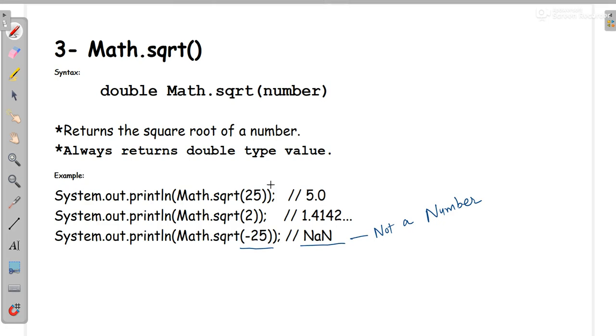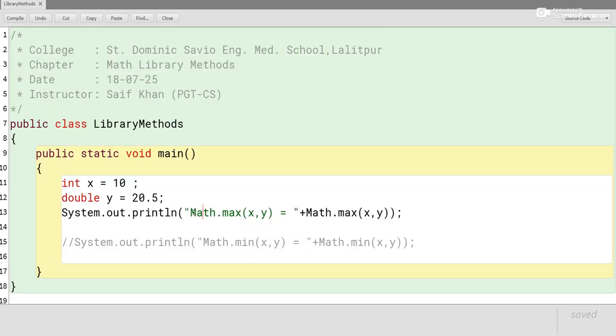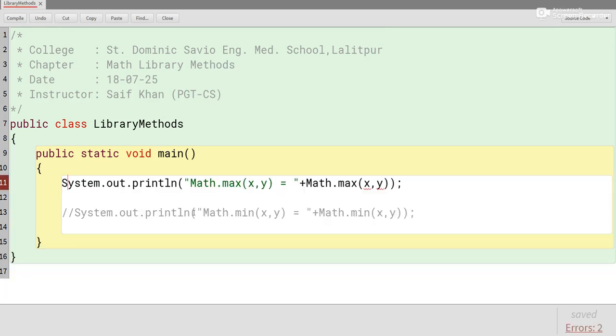Let's look at the exercise. Math dot, now it is not required. I'm just directly doing all these things. So it's not required even. Math.sqrt.